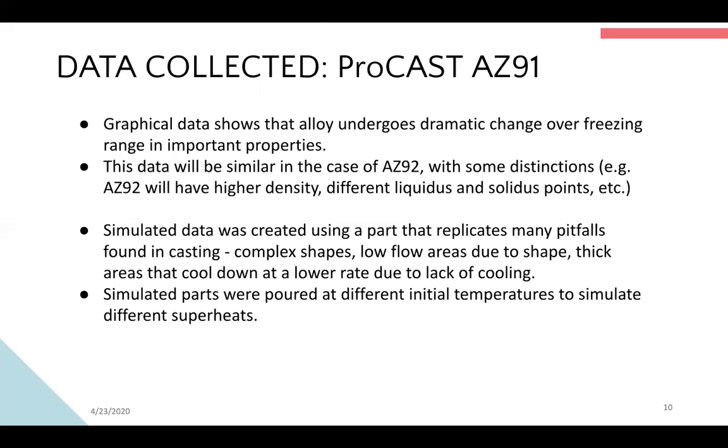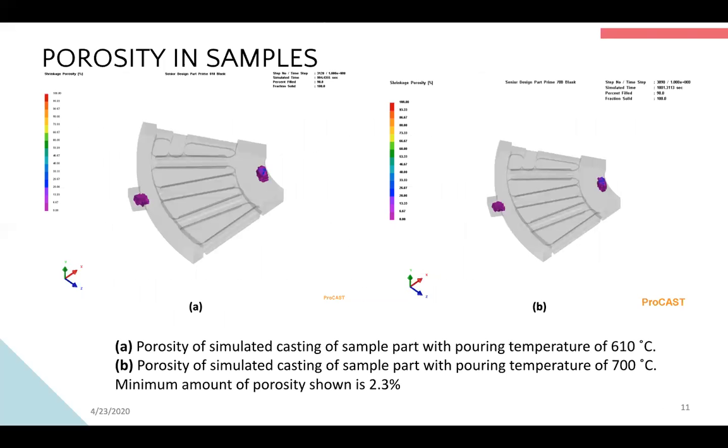The simulated data that we did use was created using a part that replicates many of the pitfalls that are found in sand casting: things like complex shapes, low flow due to shape, as well as thick areas that cool down at a lower rate due to lack of ambient cooling. These simulated parts are also poured at different initial temperatures to simulate different superheats, which also affect porosity. The one on the left was poured at 610, the one on the right at 700. The two purple spots in each sample show where the porosity is tending to concentrate at least 2.3%.